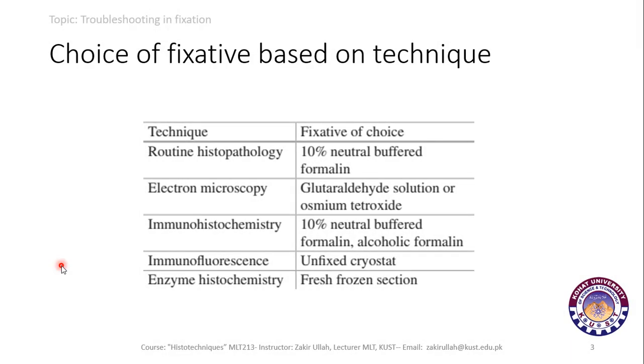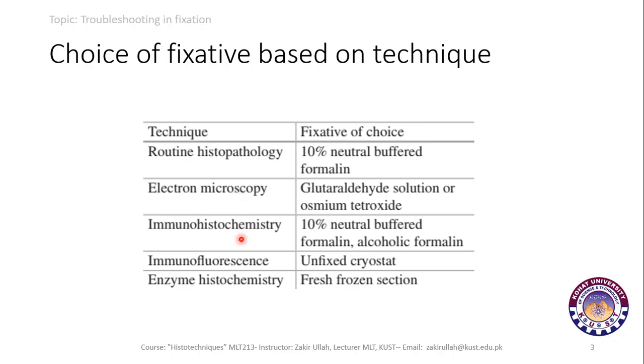So, the first one is the choice of fixative based on technique. These are the list of techniques and the choice of fixative. For routine histopathological procedure, the choice of fixative is 10% neutral buffered formalin, and its properties were already discussed in our previous lecture. Then for electron microscopy, the best choice of fixative is glutaraldehyde solution or osmium tetroxide, depending on the type of tissue under study.